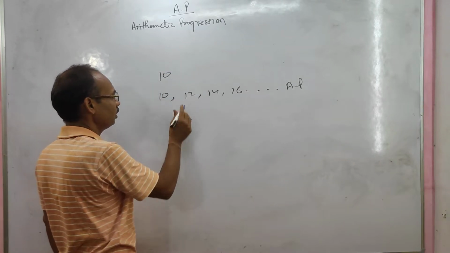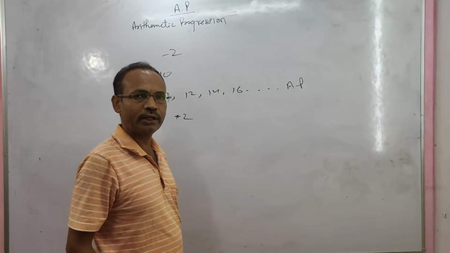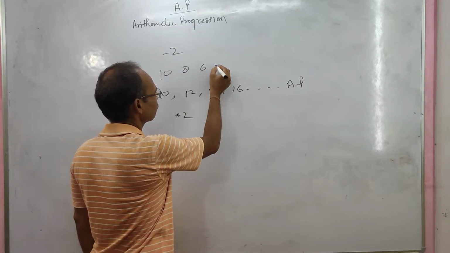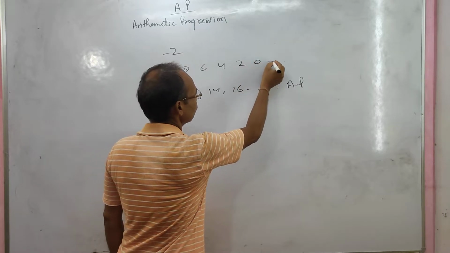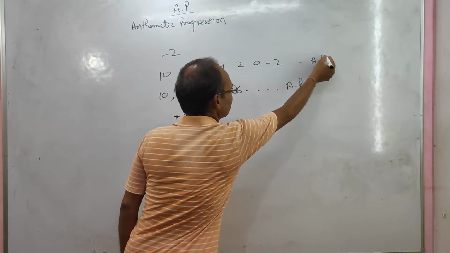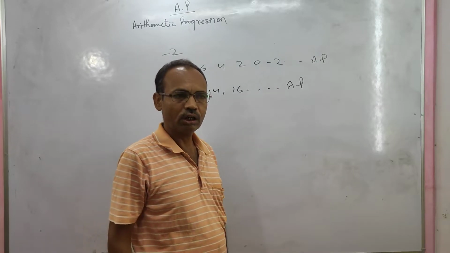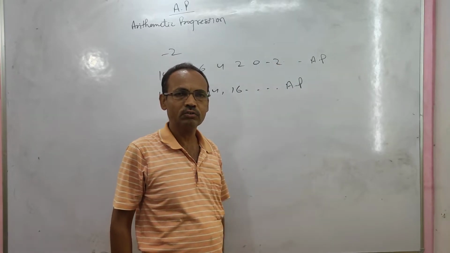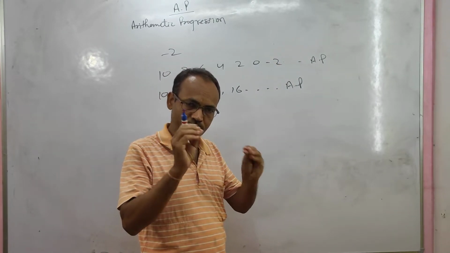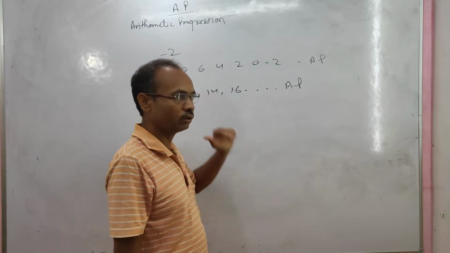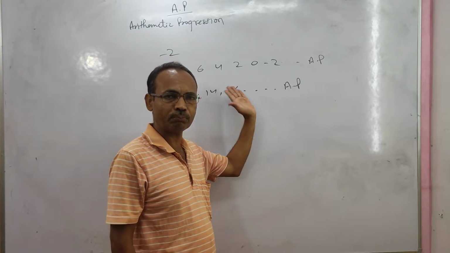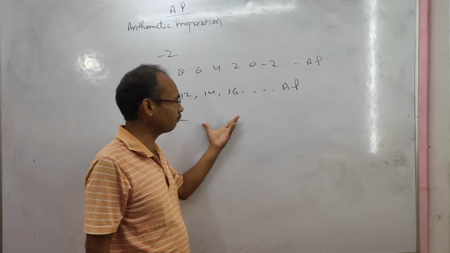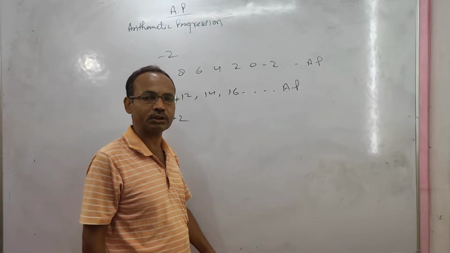Or 10 and minus 2, adding minus 2 to every number: then 8, 6, 4, 2, 0, minus 2 are in AP. So AP is very easy, and you get the numbers serially in order with the same difference between the previous number and the successive number. So how will we get the solution to numerical problems of the AP chapter?